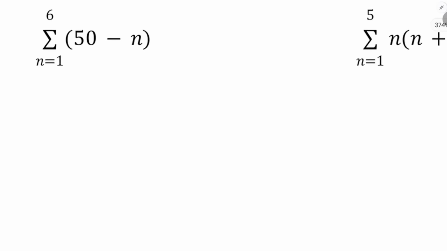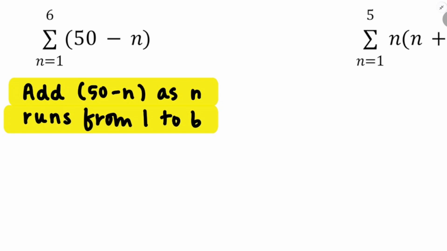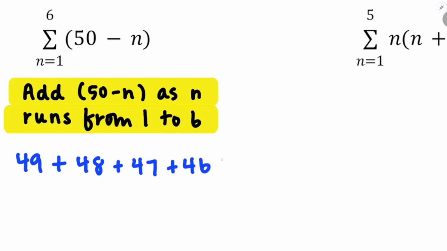Okay, we're going to sum as n runs from 1 up to 6 of 50 minus n. Okay, so that's what we're going to do. 50 minus n. n is 1. That's 50 minus 1, which is 49. Plus, because we're adding, 50 minus 2. Okay, and 50 minus 3, 50 minus 4, 50 minus 5, and 50 minus 6. So 1, 2, 3, 4, 5, 6. There's 6 terms. That makes a lot of sense. Okay, that's how we do that.